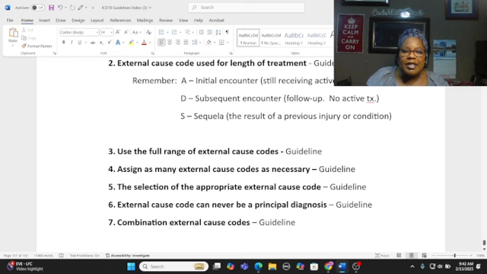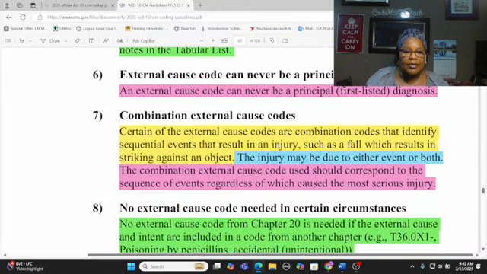And 7, combination external cause code, straight from the guideline. Certain of the external cause codes are combination codes that identify sequential events that result in an injury, such as a fall which results in striking against an object. So you can find that in that alphabetic index to external cause: fall, striking against. So the main term fall, subterm striking against an object. The injury may be due to either event or both.